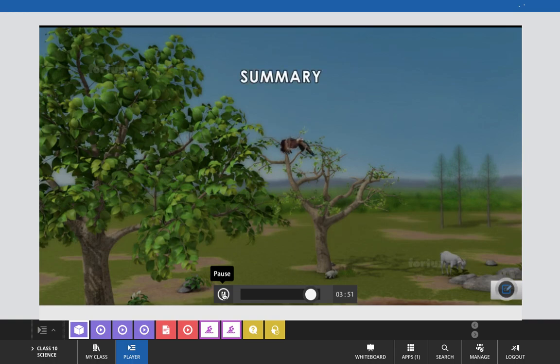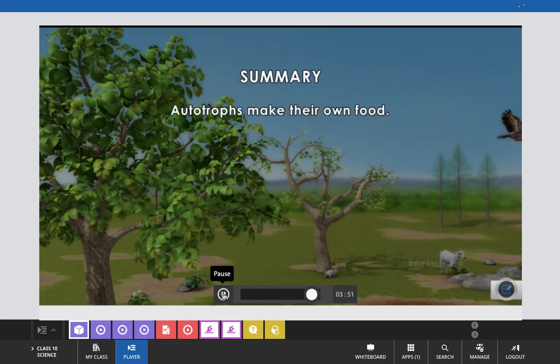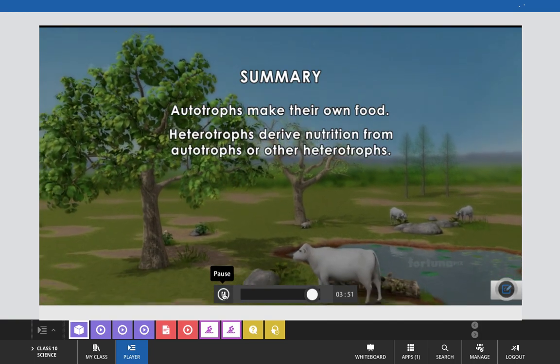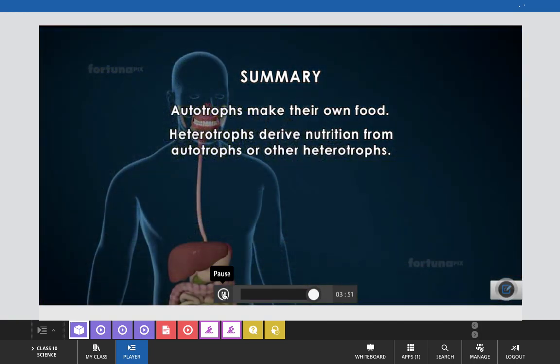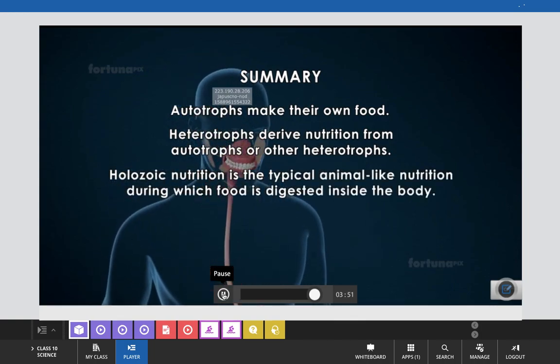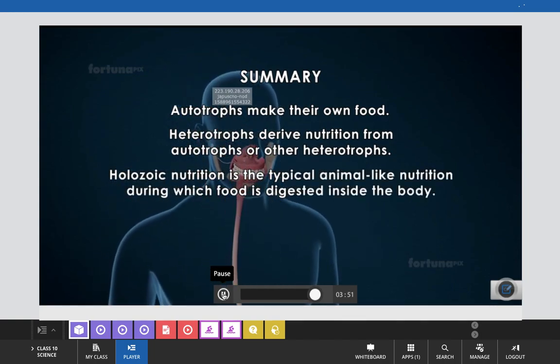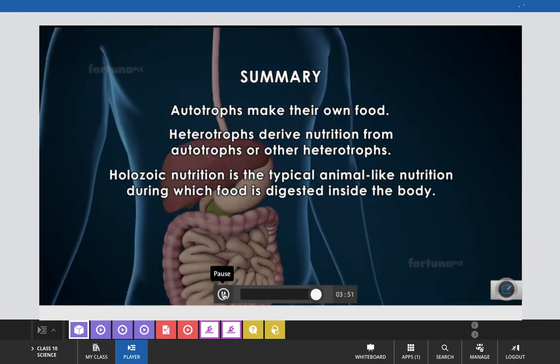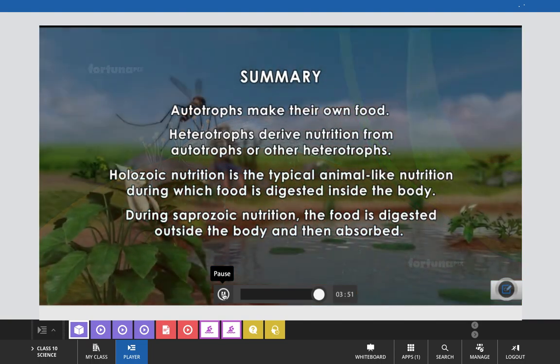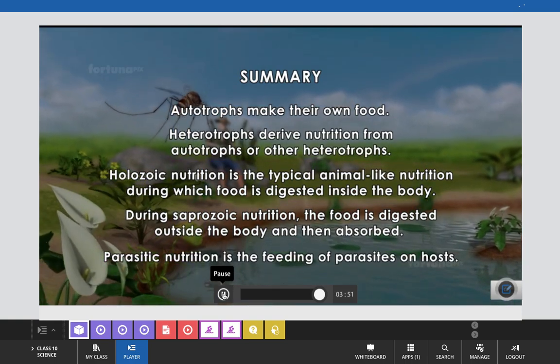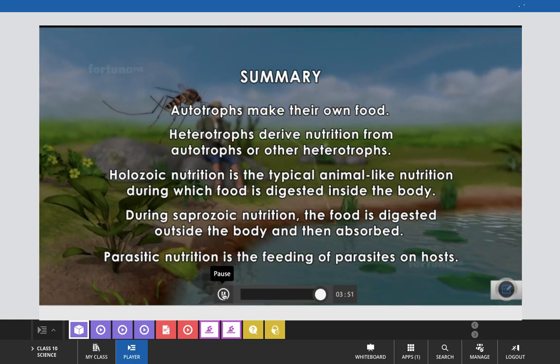Summary: autotrophs make their own food. Heterotrophs derive nutrition from autotrophs or other heterotrophs. Holozoic nutrition is the typical animal-like nutrition during which food is digested inside the body. During saprozoic nutrition, the food is digested outside the body and is then absorbed. Parasitic nutrition is the feeding of parasites on hosts.